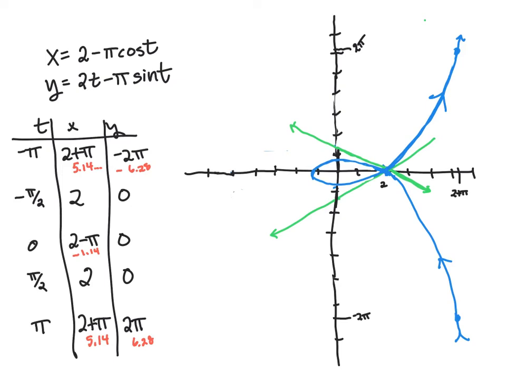Plugging in the minus pi, we get x is 2 plus pi and y is minus 2 pi. That puts me way down here. And you see that as t is bigger and bigger negative, y is going to be bigger and bigger negative because the sine is bounded between minus 1 and plus 1. Actually this is a little off, let me fix this. We're coming from smaller values of y.